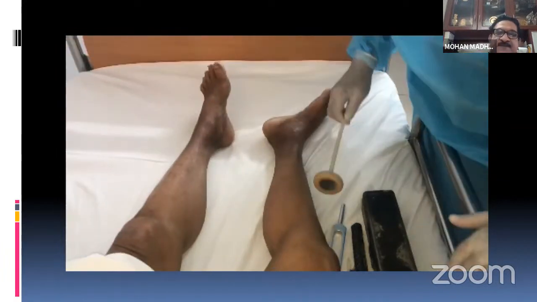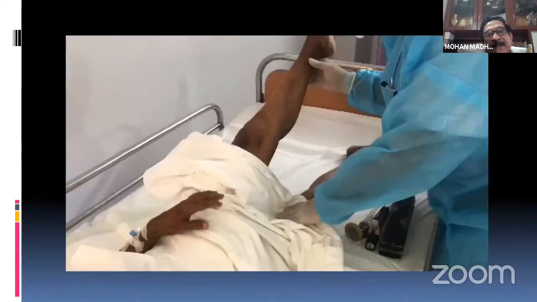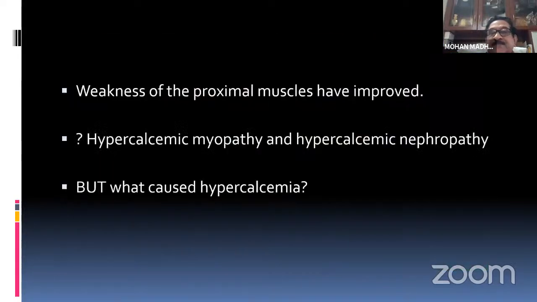Okay, that means this weakness was due to hypercalcemia, which improved after correction of the calcium. Hypercalcemic myopathy with hypercalcemia, renal function also improved. Now the next question came: what caused the hypercalcemia? It was not due to hyperparathyroidism, not due to multiple myeloma, not due to hypervitamin D intoxication. It is less likely to be paraneoplastic, but we can't rule it out.